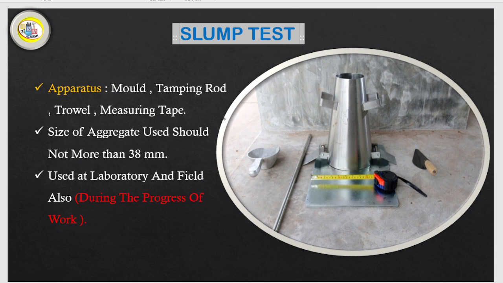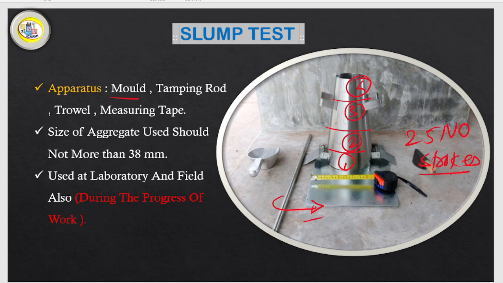Now, in the slump test, what apparatus is going to be used? First of all, the mold. In this mold the concrete is placed layer by layer, in four layers: the first bottom layer, then the second, third, and fourth. Each layer is tamped with 25 strokes, and for this there is a tamping rod, which is used to give the 25 strokes.